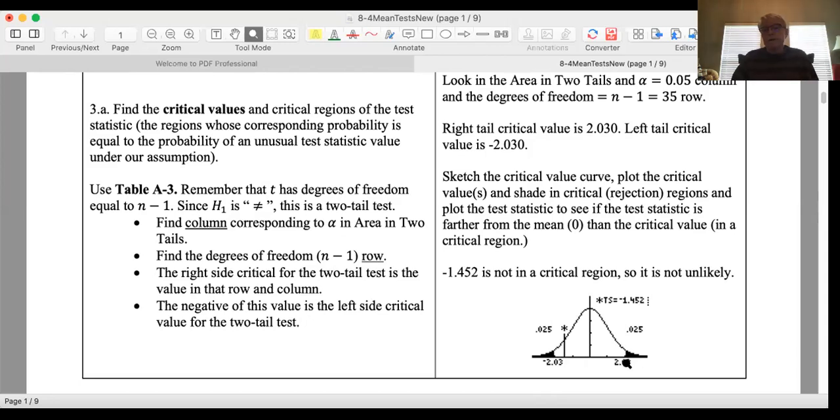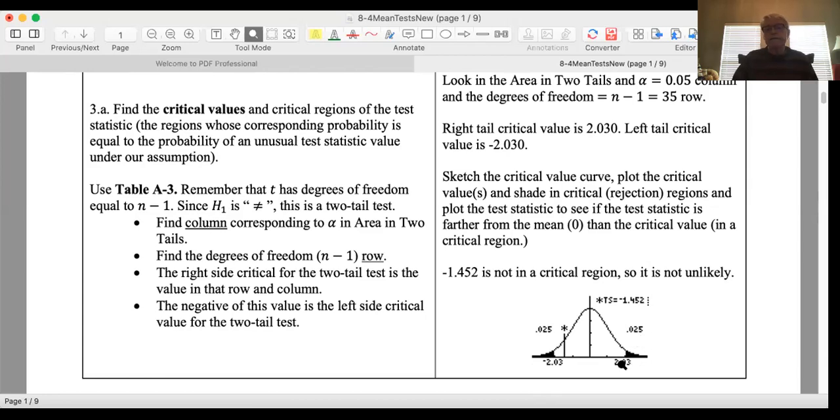And then we are going to find the area underneath the curve to the right of the positive 2.030 and the area underneath the curve to the left of the negative 2.030. We know that the two areas underneath the curve make up alpha. So the area to the left of negative 2.030 is half of alpha, 0.025 here. And the area to the right of positive 2.030 is half of alpha.